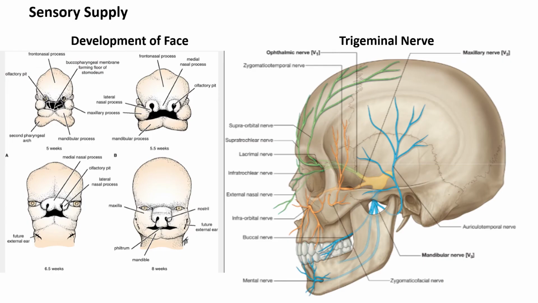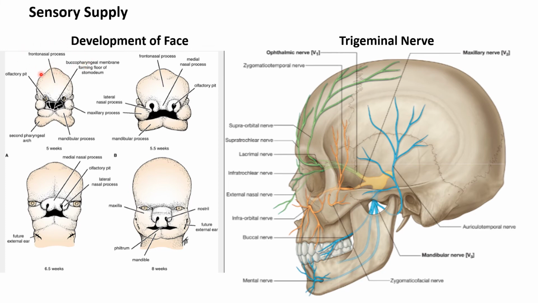on further. Now, before we end this lecture, let's also talk about the sensory supply of the face. To understand the sensory supply, you need to understand two things, and you will have to take my word for it because you don't know the details yet. The face is made up of three swellings. Developmentally, three swellings form it.